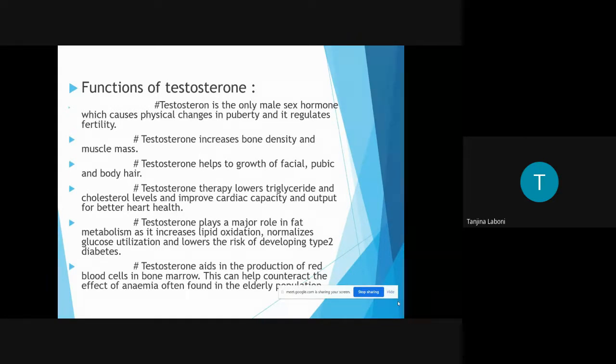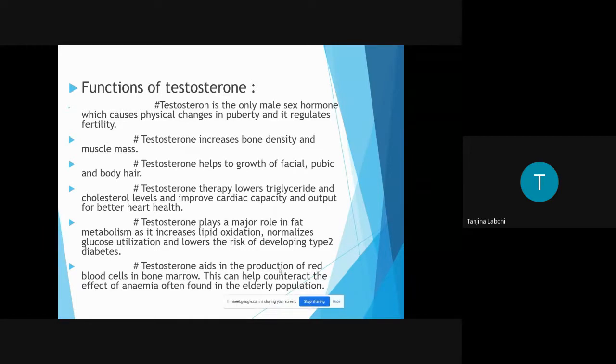Testosterone plays a major role in fat metabolism, as it increases lipid oxidation, normalizes glucose utilization, and lowers the risk of developing type 2 diabetes. Testosterone aids in the production of red blood cells in bone marrow. This can help counter the effect of anemia often found in the elderly population.